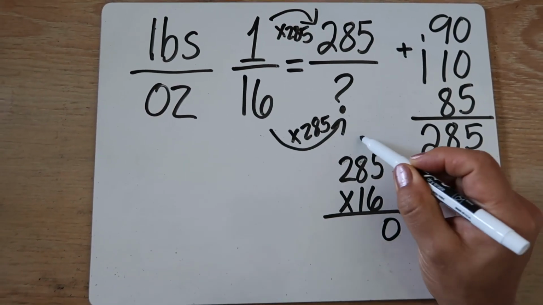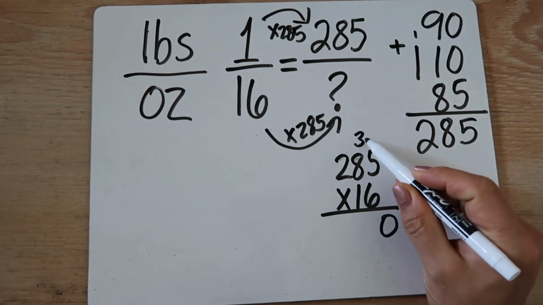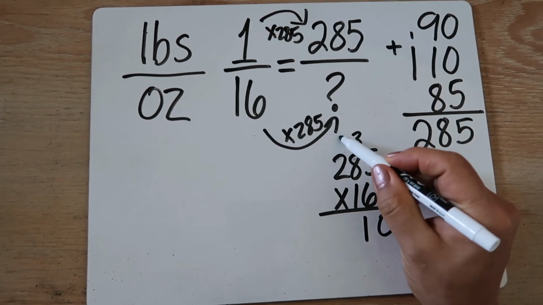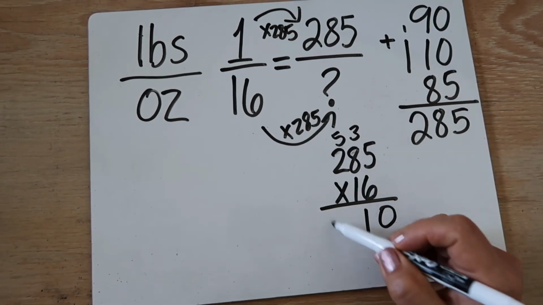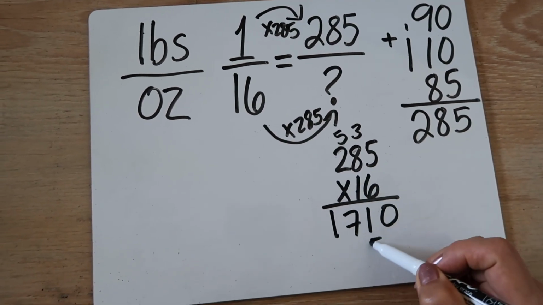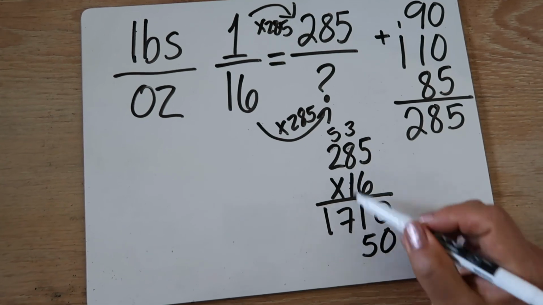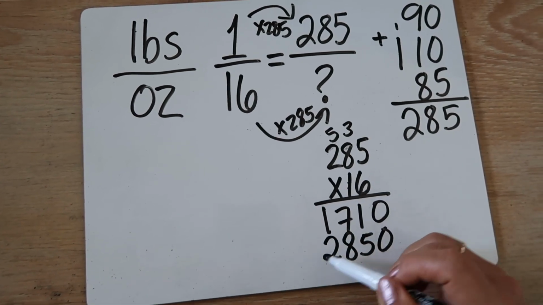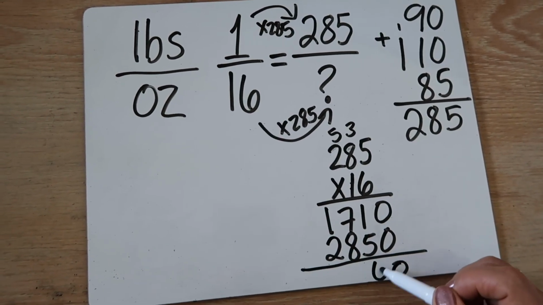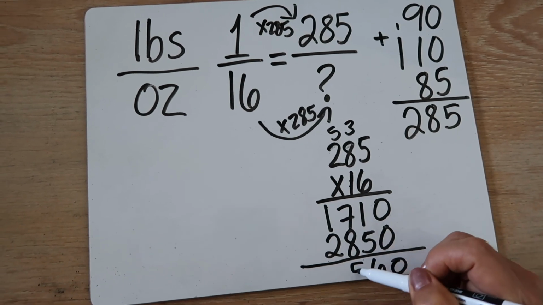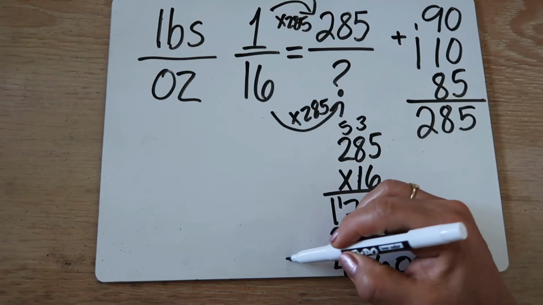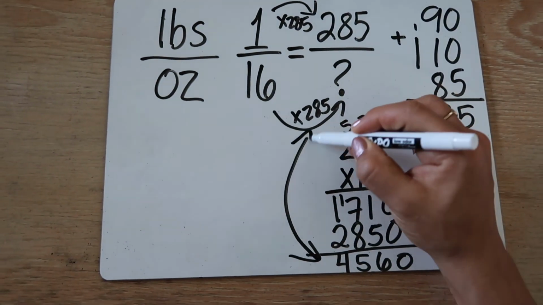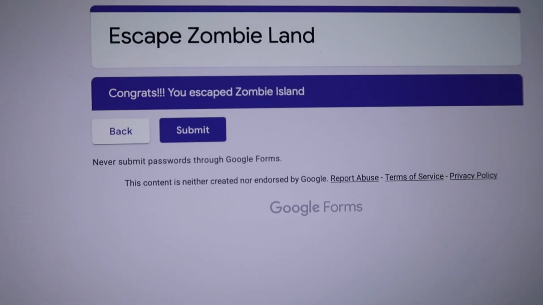6 times 5 is 30. 6 times 8 is 48, plus 3 is 51. 6 times 2 is 12, plus 5, 17. 1 times 5 is 5, add a 0. 1 times 8 is 8, and 1 times 2 is 2. Add those numbers, and you will get 4,560 ounces will equal 285 pounds total.